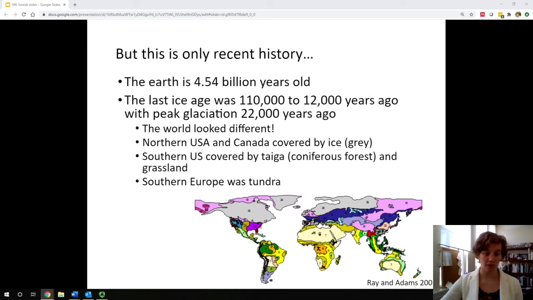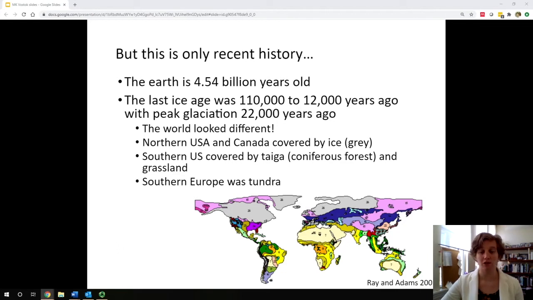So you just looked at the Mauna Loa dataset, and that covers a long time relative to the length of one semester, for example, but it only provides information about recent history. The Earth is over 4.5 billion years old, 4,500 million, and the last ice age took place from 110,000 years ago to about 12,000 years ago.